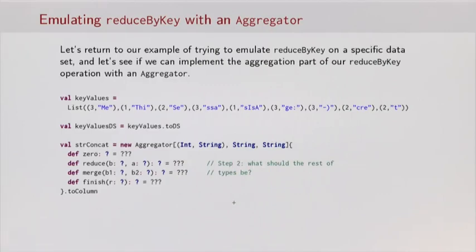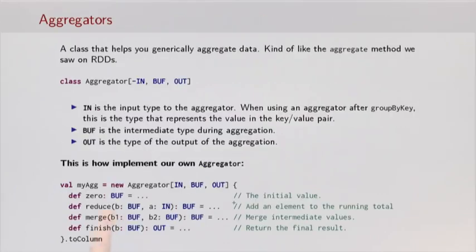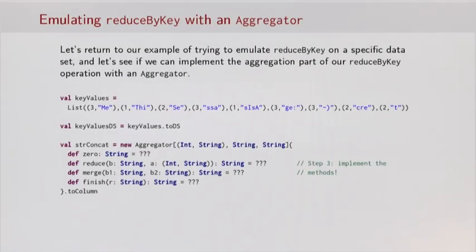That's completely easy to do if you go back 2 slides. And here we have a template of where we can plug in these different types. So actually everything is going to be a string because buff and out are all strings, and the only thing that's not a string is this input type, which is a pair. So we just mechanically plug these types in. Now we have to figure out what these methods should actually each do. The zero, or the initial value, is pretty straightforward. We're going to be concatenating and building up a string, so this is definitely going to be an empty string.